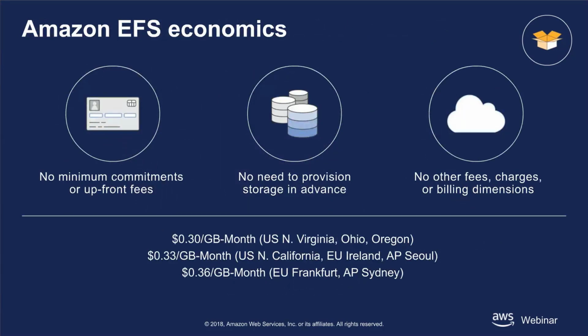Now let's talk about the economics of EFS. Pricing for EFS is super simple. There are no minimum commitments or upfront fees. Since it's a fully managed service, there's no hardware or other infrastructure to manage, and the elastic nature of EFS means there's no need to provision any storage. It automatically grows and shrinks as you add and remove files. There are no other fees, charges, or billing dimensions. There are no request charges. It's a simple price per gigabyte per month. And because our costs vary from region to region, so does the price.